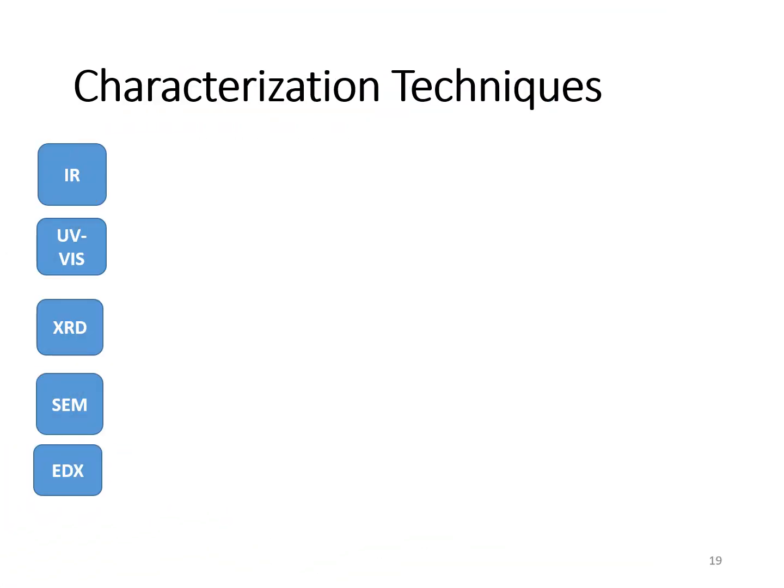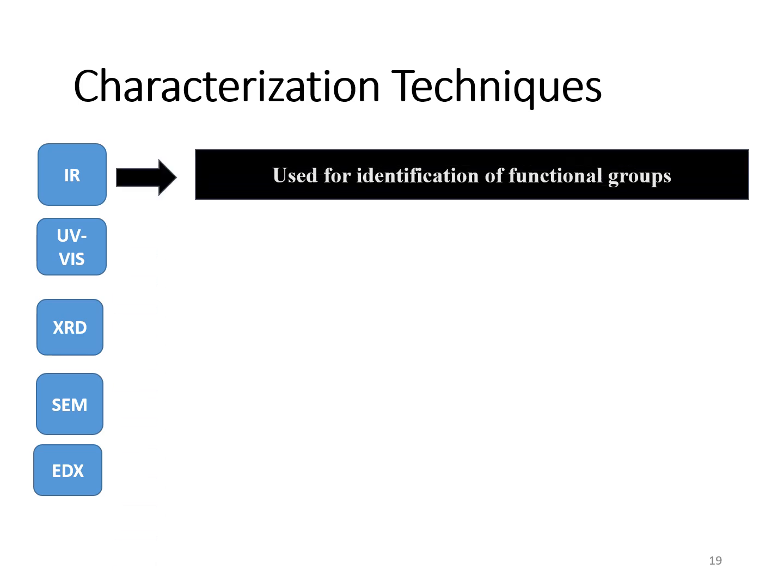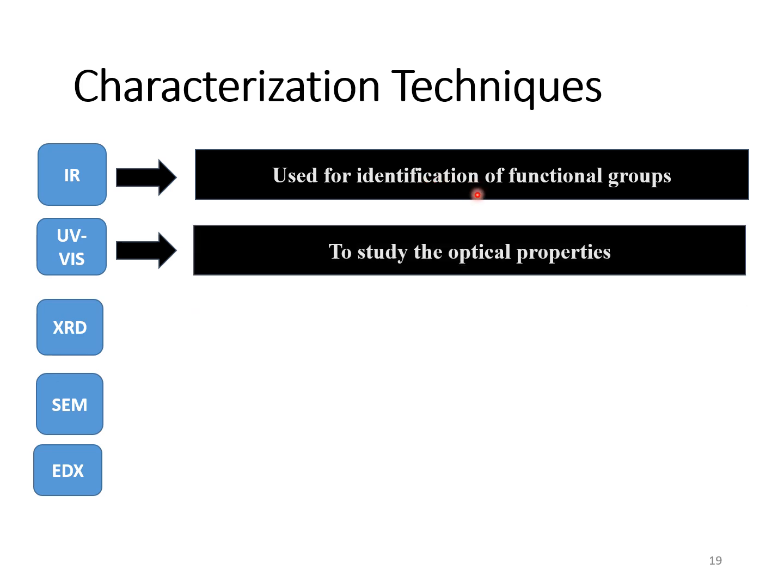Characterization of the nanomaterials. The characterization of the nanomaterials is done by using different characterization techniques. For example, infrared spectroscopy, which is used for identification of the functional groups. UV spectroscopy is used for studying optical properties of the nanoparticles.